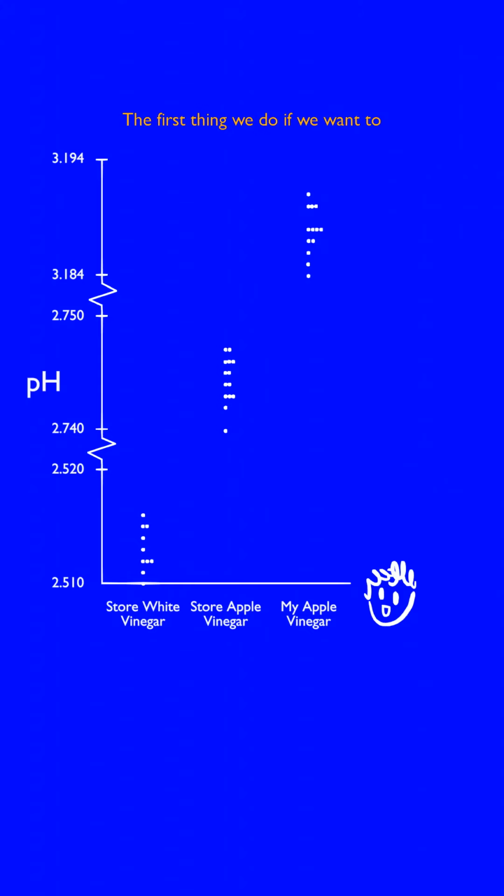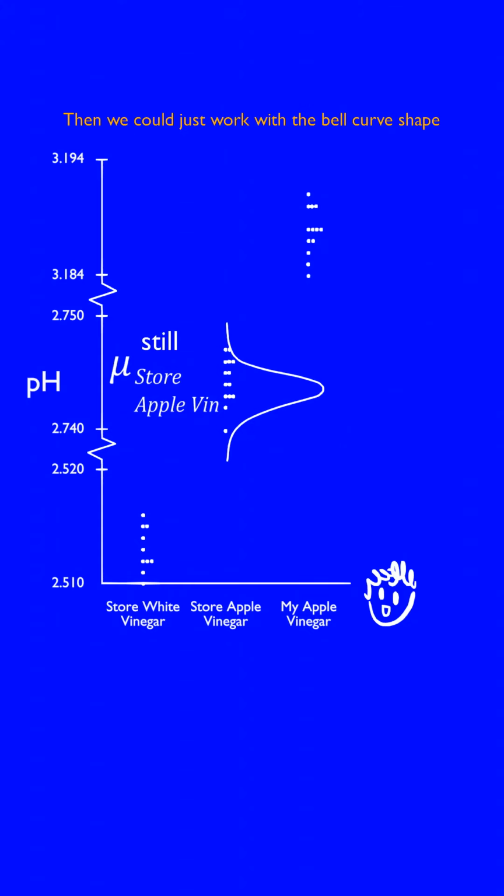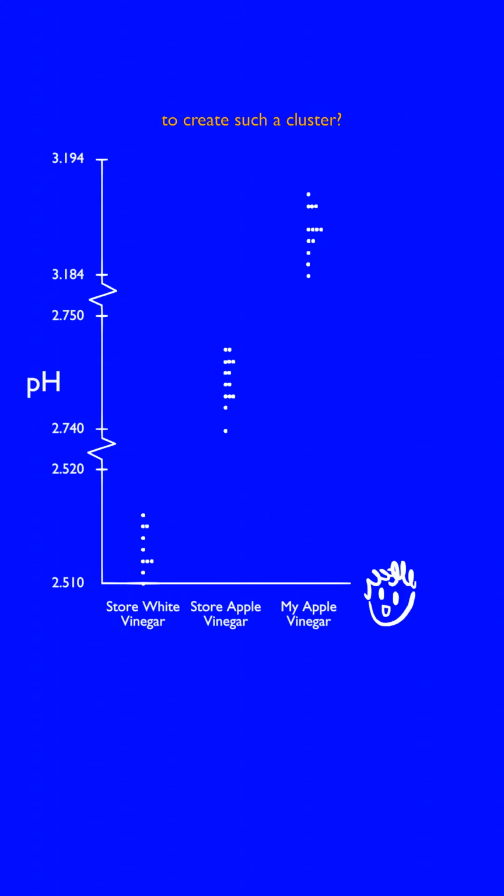The first thing we do if we want to predict what the future data will be is to figure out what the process is that causes the data to cluster in this specific shape. And actually, we don't need to figure it out. We can just use this data to tell us how to construct another data set with the same underlying mean, but whose jumpiness we know will fall within a predictable shape, like a bell curve. Then we can just work with the bell curve shape to find the underlying mean. So, is there a way to use this data to create such a cluster?